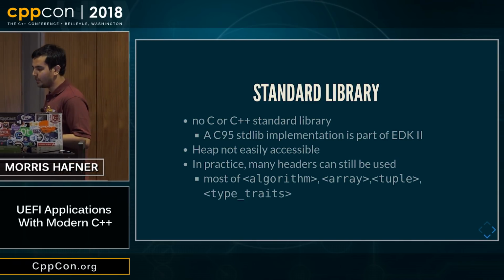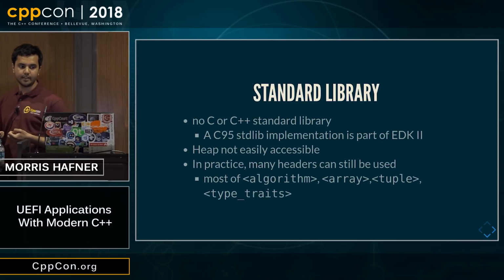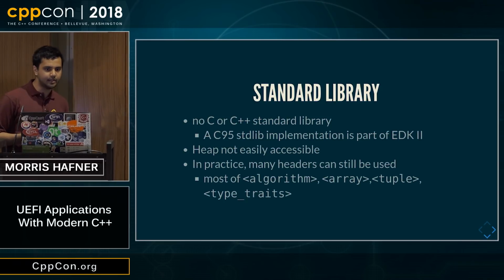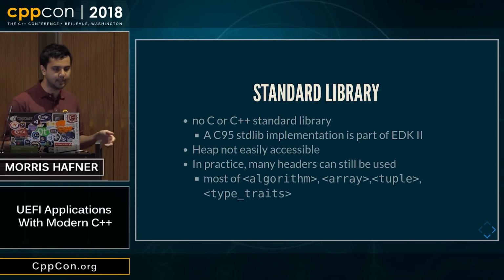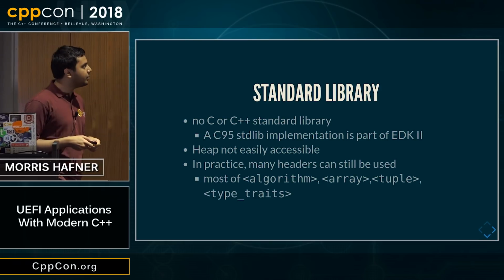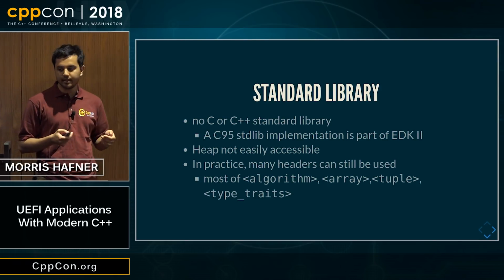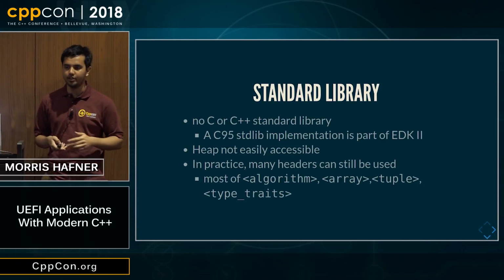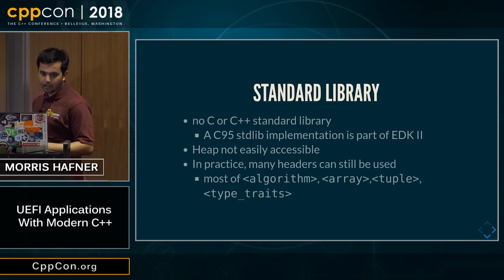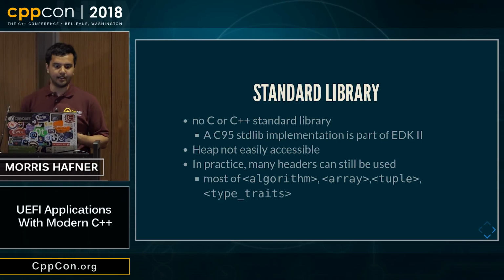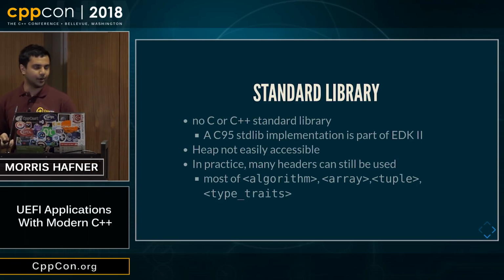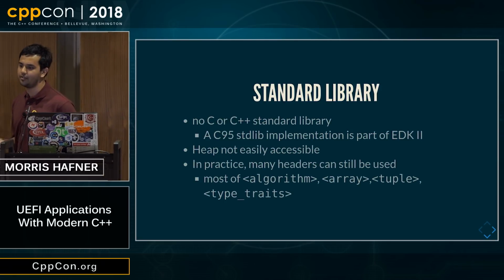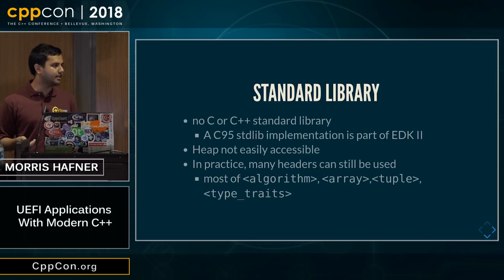The EDK2 ships with an implementation of the C95 standard library, which is pretty much just a C90 library with some bug fixes, and the ISO 646 keywords, so and, or, bitand, and so on. But we also don't have a C++ standard library. So things like operator new, dynamic_cast, RTTI, everything that requires runtime support is just off the table. But in practice, and this is very, very hacky, we can still reuse things from our hosted implementations like std::array, std::tuple, or the type traits, because those are just compile-time constructs that don't have any dependency on the runtime.